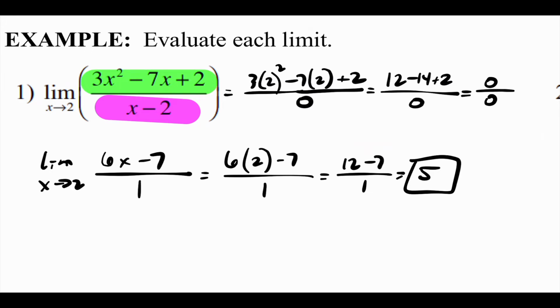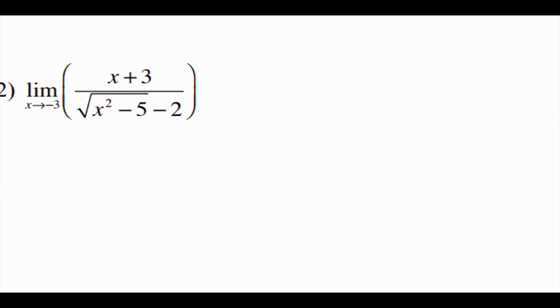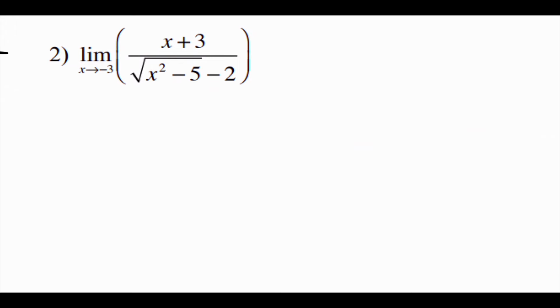Last semester, we factored this and then canceled something out and did it that way. That still works. The way you did it in your first chapter still works. But this way, I think you're going to find, is a lot easier and goes a lot quicker. Okay? Number 2.